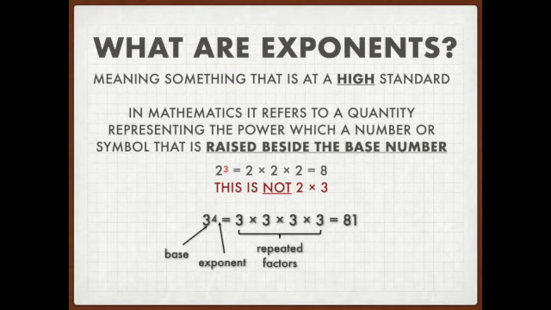The 3 multiplied 4 times would be the repeated factors, and 81 is actually the simplified form, which is called the answer. This is the simplified form. And so we call that exponent, whatever number that is, the power. So this is to the fourth power.